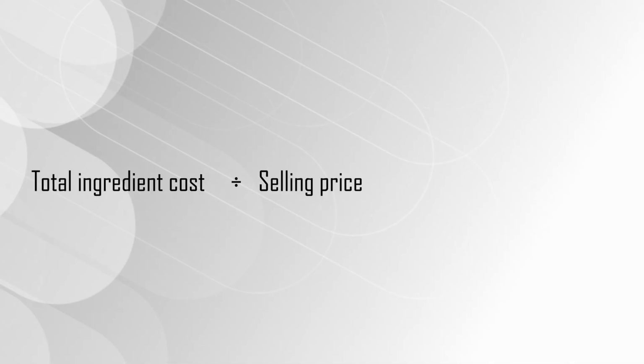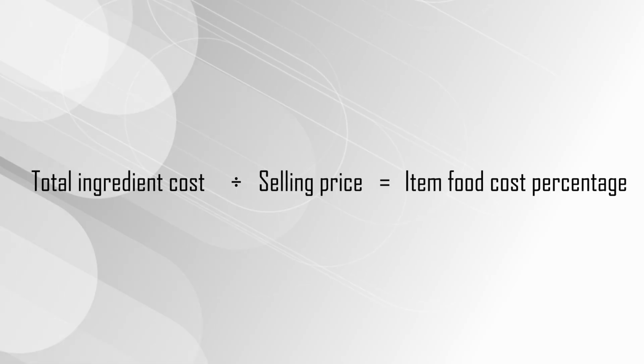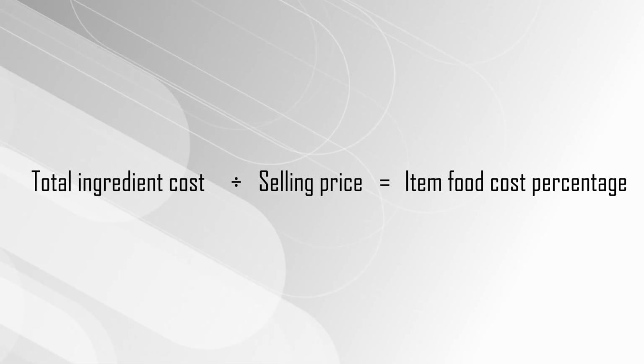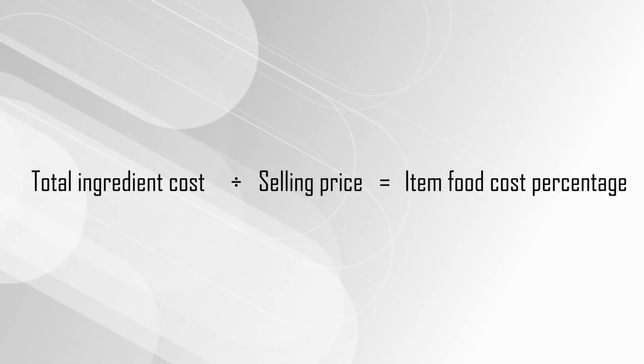Now you know your big picture, but you also need to know what's going on at the plate level. This is where you answer the question, does this menu item actually make sense? The basic formula for a single item looks like this. Total cost of ingredients for the dish divided by selling price equals your item food cost percentage. Let's do one for casual dining and one for more like a quick service type of restaurant.